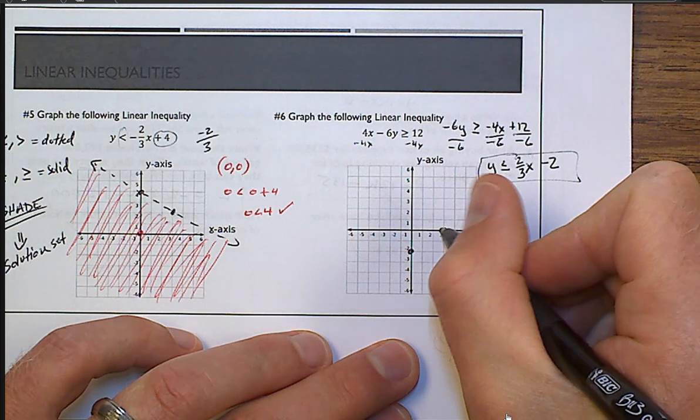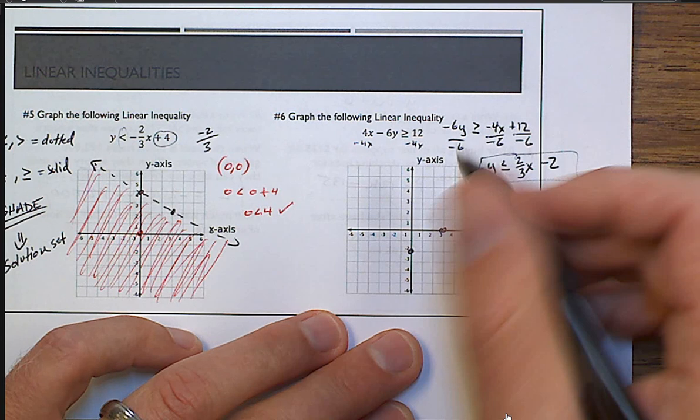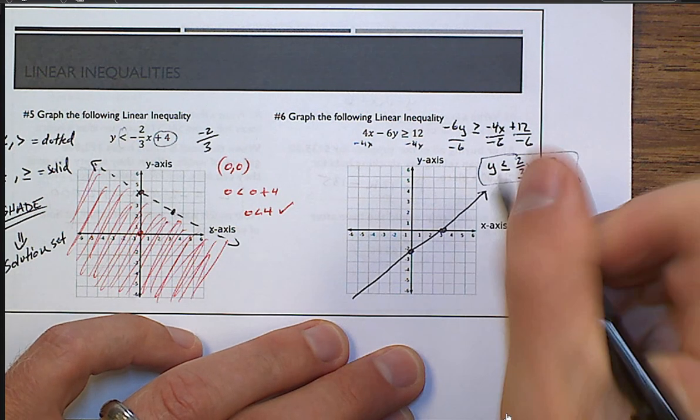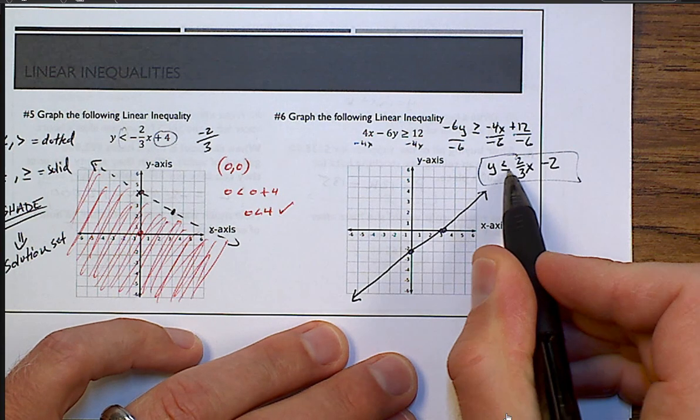And we have something that looks like this. Solid line. I know it's not perfectly straight, and the reason it's a solid line is because I have the less than or equal to line there.